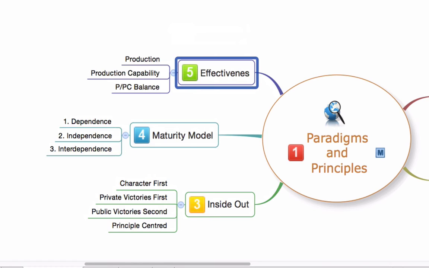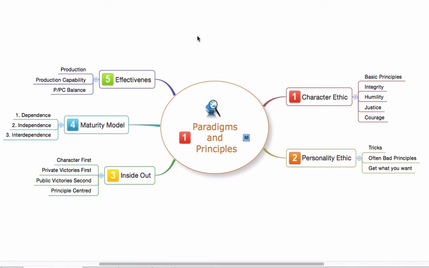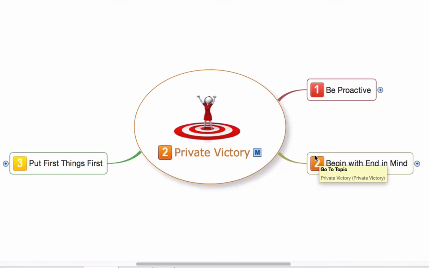Oh, before I go, why the word paradigm? Stephen R. Covey describes paradigm as the way you view your world, the lens through which you view your world. Hence, I've got the magnifying glass in the world over there. And he says many of us have to undergo what they call a paradigm shift and see the world in a different way. And this 7 habits will allow you to see the world in a different way and make you more effective. Okay, so that's the first part. You can see I can go back up to the main mind map and then drill into the next branch, which is private victory.